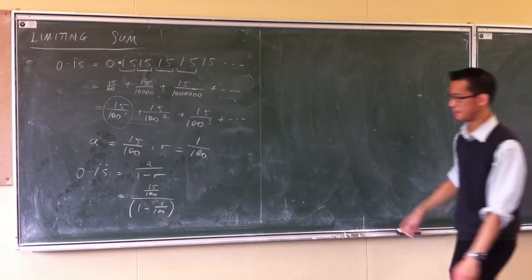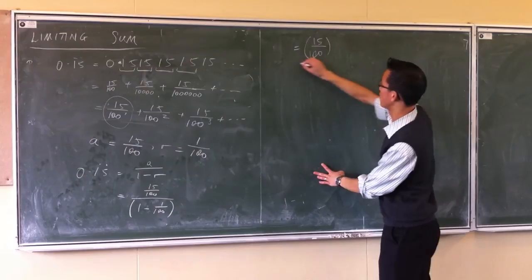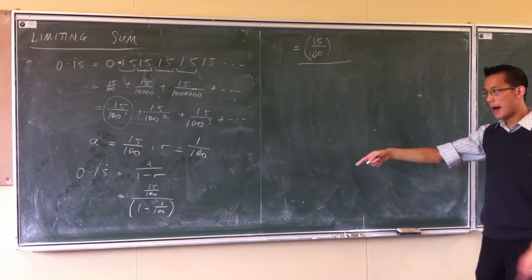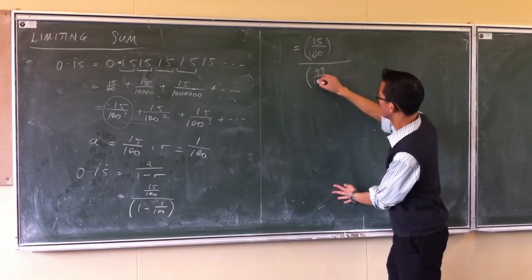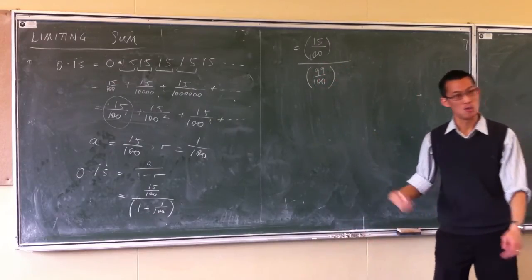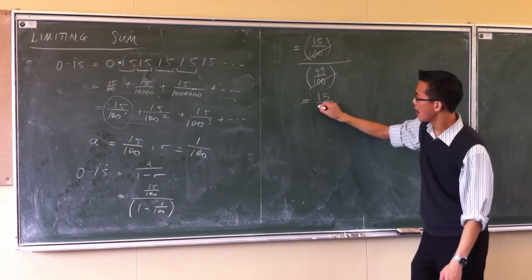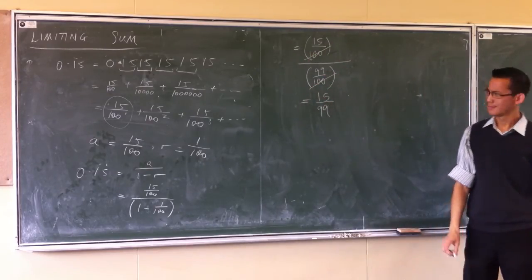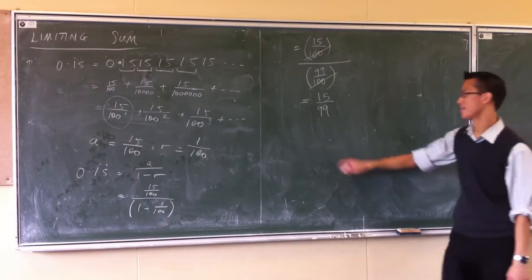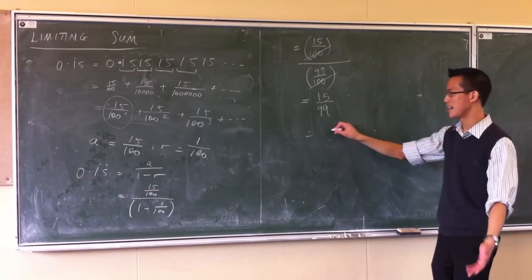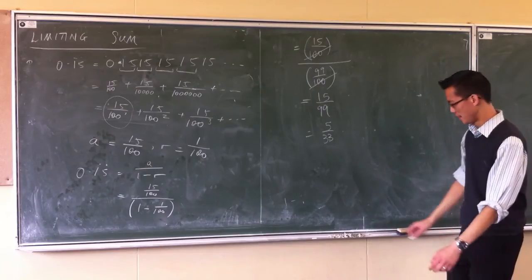What happens on the bottom? I've got 15 over 100. Just watch out with your fractions on fractions. 1 minus 1 over 100 is 99 over 100, right? And you've got a common factor there on the numerator and the denominator, which you can get rid of. And there's our magic number. Okay? Divide by 3, so 5 over... That's enough, isn't it? That's good. Okay. So, there you go.